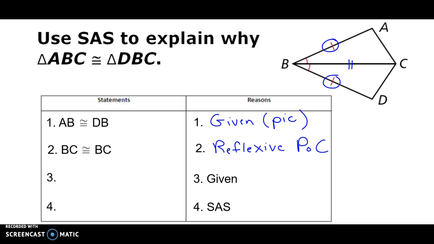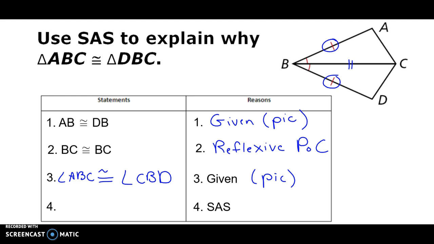there's another given. What else did they mark in the picture? Yeah, angle ABC. And I have to use 3 letters here because there's 2 angles coming off of vertex B. So angle ABC is congruent to angle CBD. Or you could call that DBC, but B has to be in the middle. And that's also given by means of the picture. So a lot of times they give it to us in a sentence. In this case, it's just part of the picture.